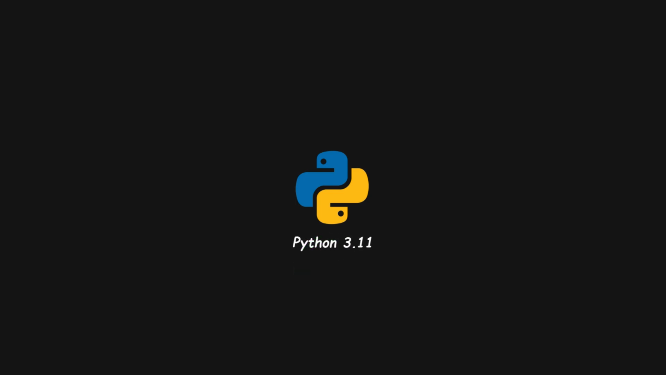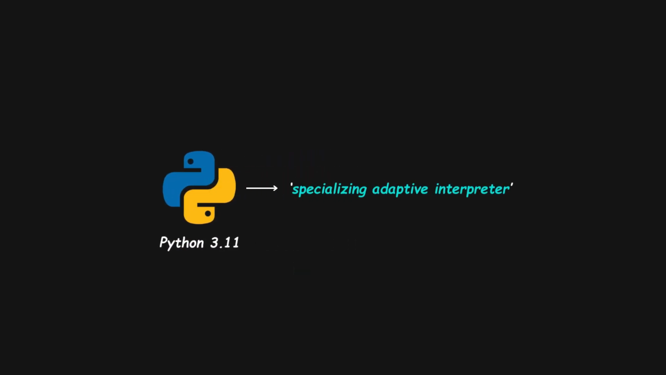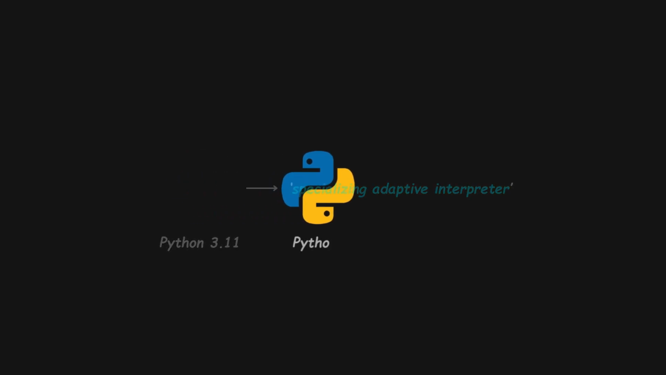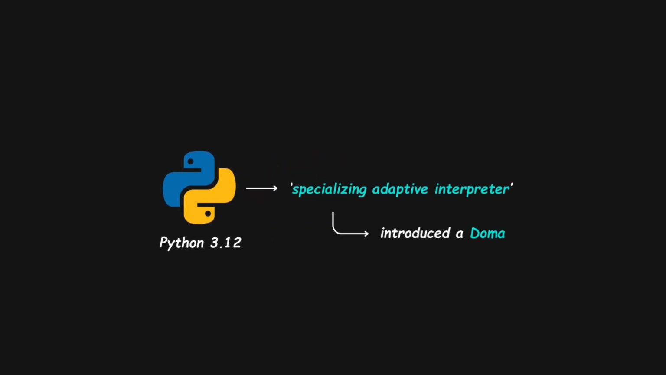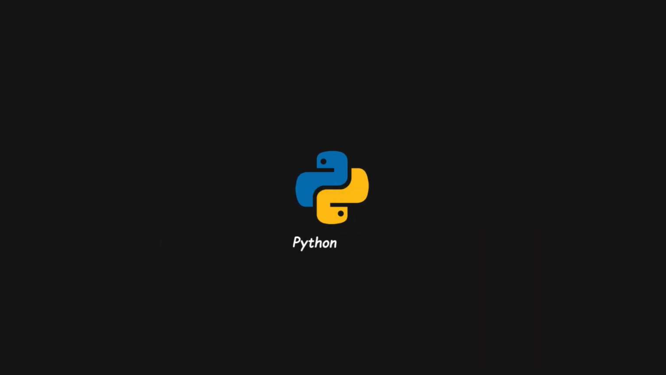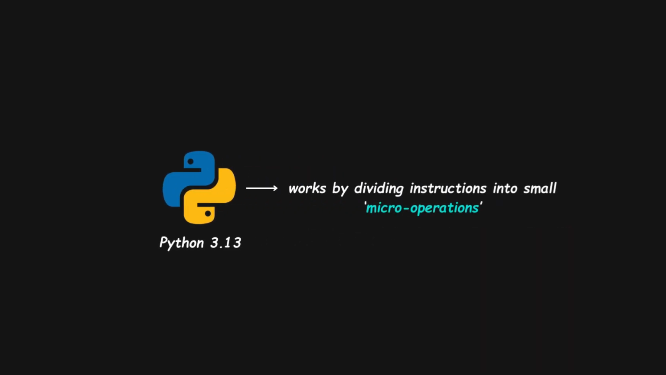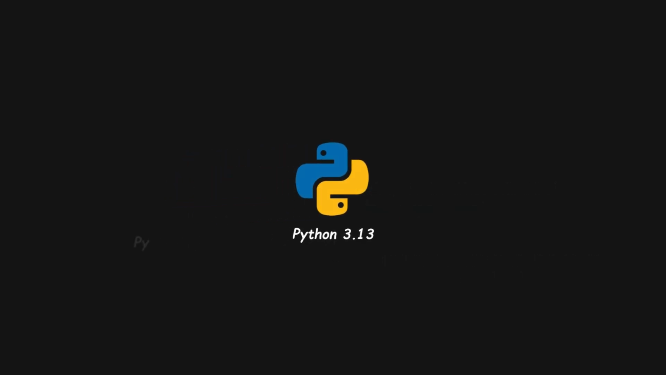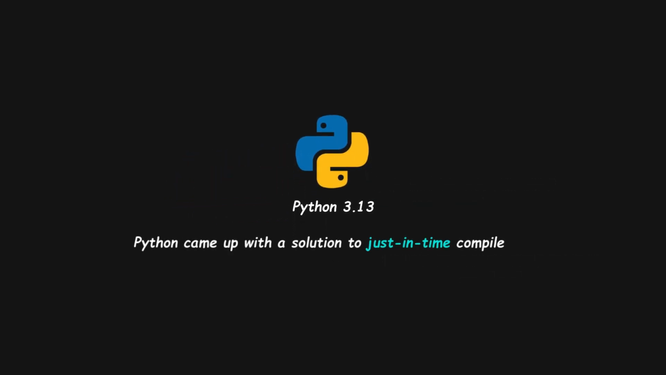Since Python 3.11, a specializing adaptive interpreter has been used to optimize bytecode as the program runs. In Python 3.12, a special tool was introduced to generate this interpreter automatically, making it easier to maintain and optimize further. By Python 3.13, CPython can break instructions into smaller micro operations for better optimization, but this adds too much overhead, so it's turned off by default. So the solution is to just-in-time compile these optimizations to improve speed without needing a full JIT.